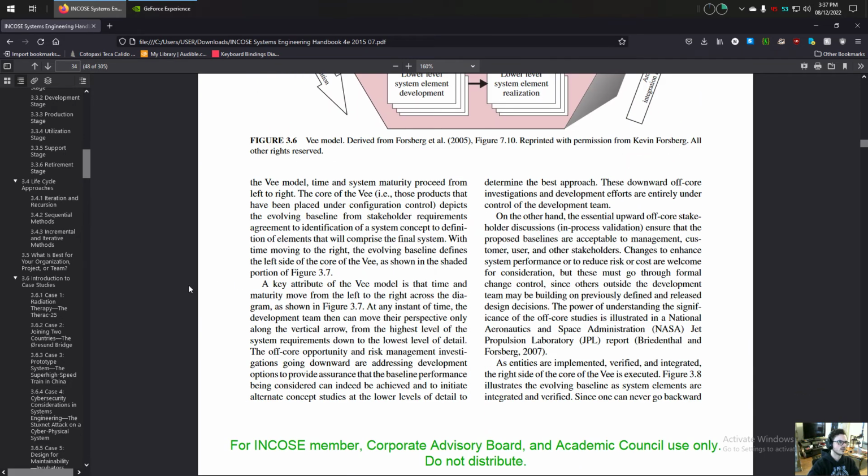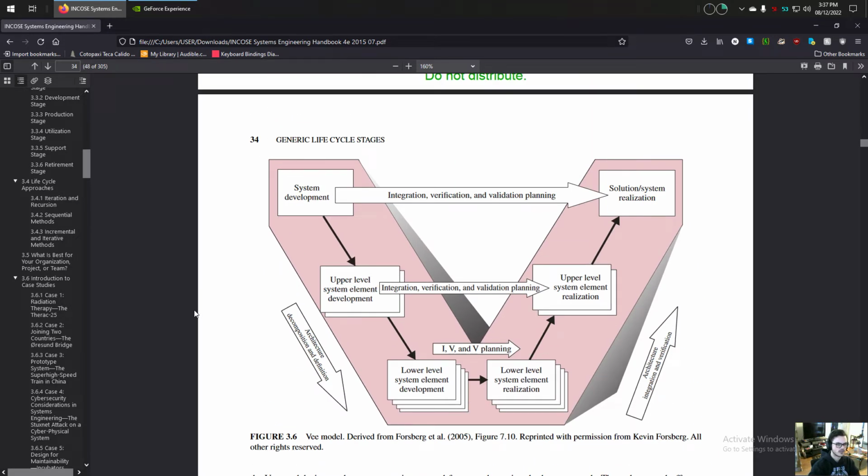In this version of the V model, time and system maturity proceed from the left to the right. The core of the V, i.e. those products that have been placed under configuration control, depicts the evolving baseline from stakeholder requirements agreement to identification of a system concept to the definition of elements that will comprise the final system. With time moving to the right, the evolving baseline defines the left side of the core of the V, as shown in the shaded portion of 3.7. We'll go ahead and show the V model.